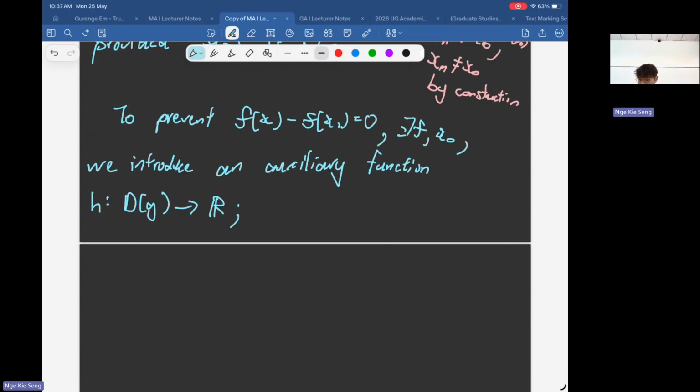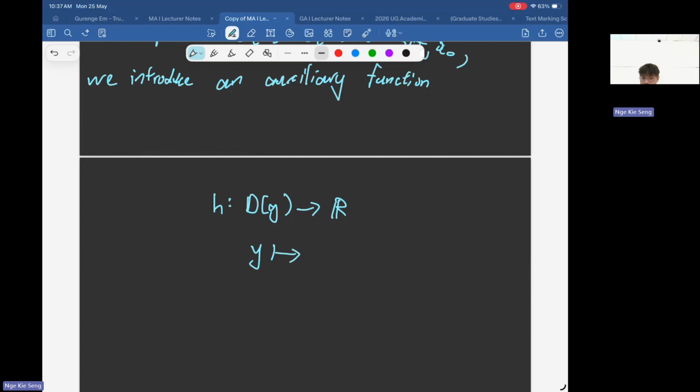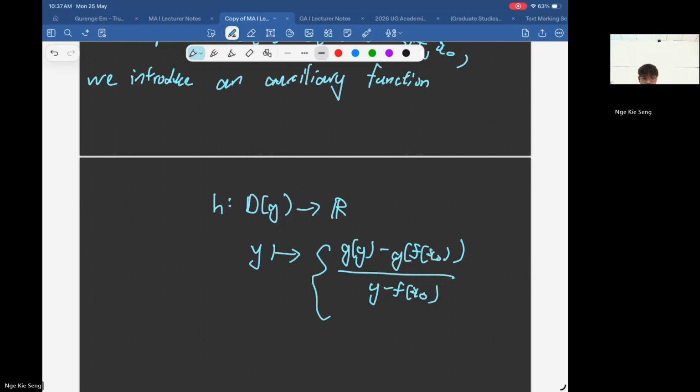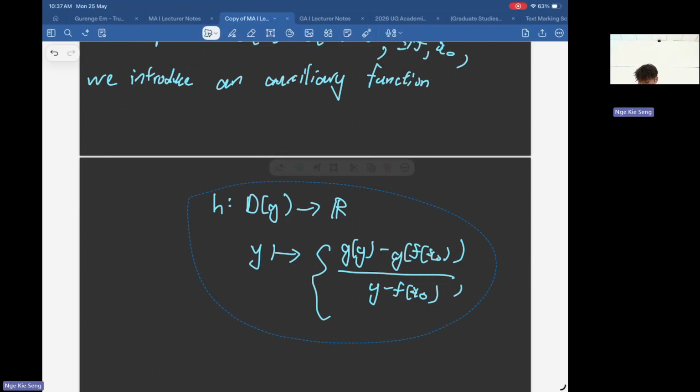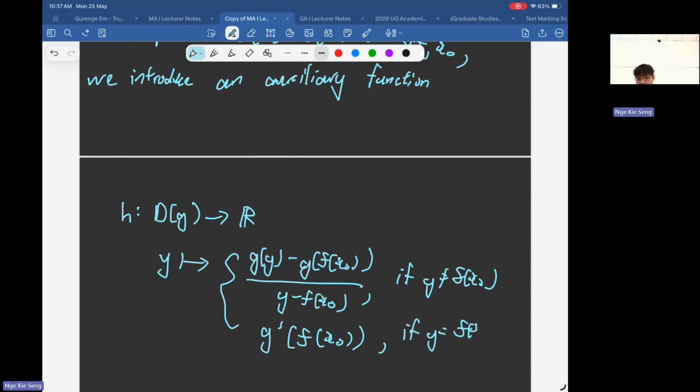So let's do this. Here, we're going to send y to (g(y) minus g(f(x_0))) over (y minus f(x_0)) if y is not f(x_0), and then we'll send it to g prime applied on f(x_0) if y equals f(x_0).